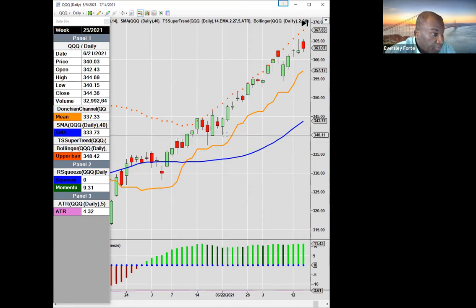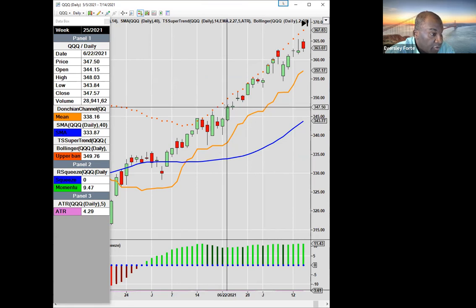Green meaning up day. See the body right here, the box, the rectangle. The low part of the body is the open price for the day, and the upper side of the rectangle is the closing price for the day. So with an up day, the day finished higher than it opened. The low point, the wick, is the low of the day, and that's the high of the day.